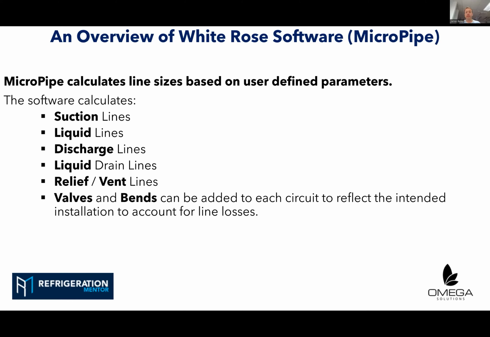So the software calculates suction lines, liquid lines, discharge lines, liquid drain lines, relief and vent lines, and also valves and bends can be added to each circuit, which I'll be doing this evening in today's session. That's really good because every time refrigerant passes up through a bend or over a valve, it incurs a pressure loss, as small as those may be. When we're talking about distributed systems, especially in large supermarkets, those small losses can amount to a lot. So it's important to know what those are.